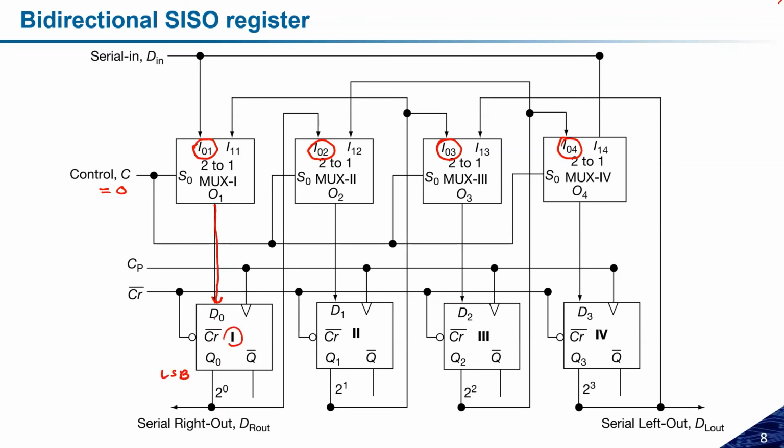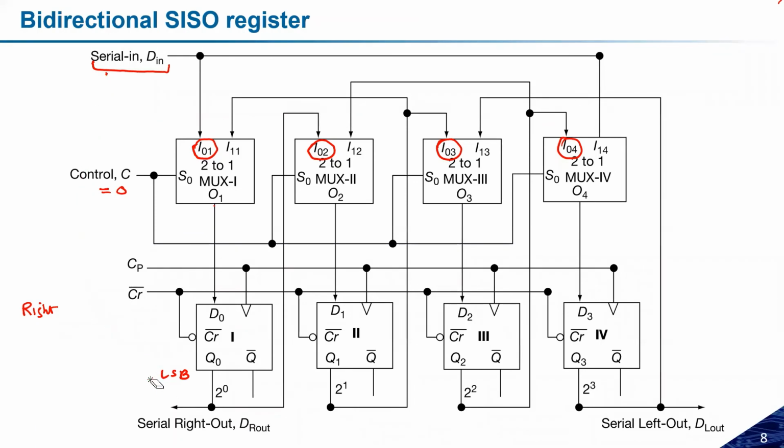This D0 is nothing but the LSB. So the serial input is connected to the least significant bit, and if the serial input is connected to the least significant bit, we are shifting in the right direction. So if the control is equal to 0, then the right shift is possible. This is how we can check it out.